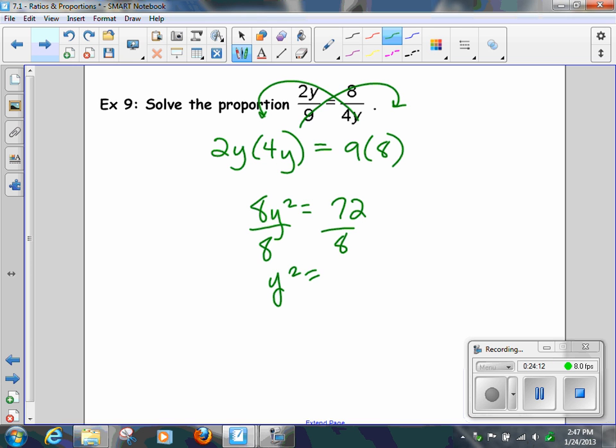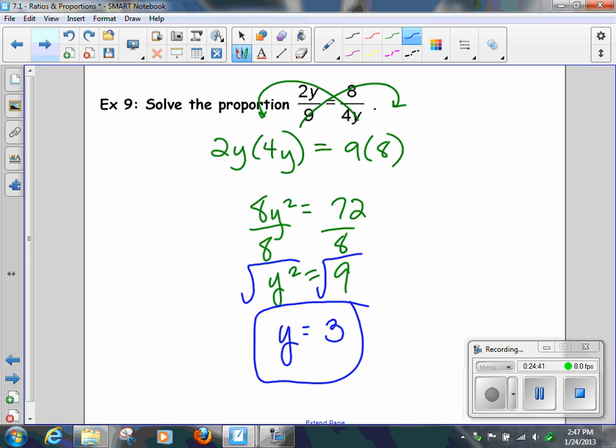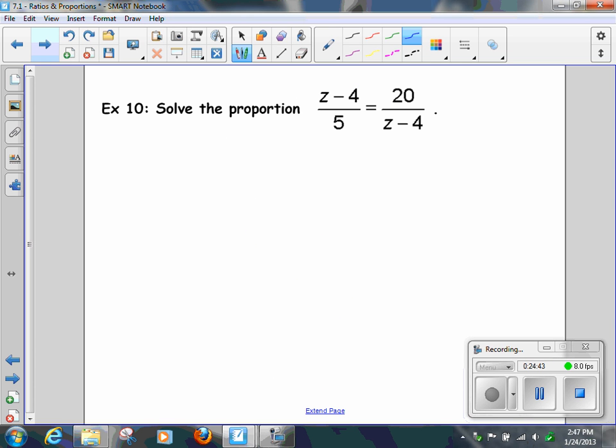72 divided by 8 is what? 9. Now what? Nope. Let's take the square root of both sides, because how do you undo a perfect square? You take the square root. What you do to one side, you have to do to the other. Y is equal to 3. Y is equal to 3. Right? You got to get used to that. Let's look at another one.